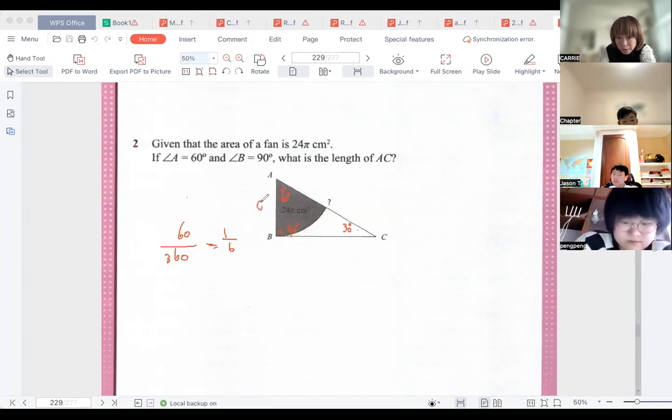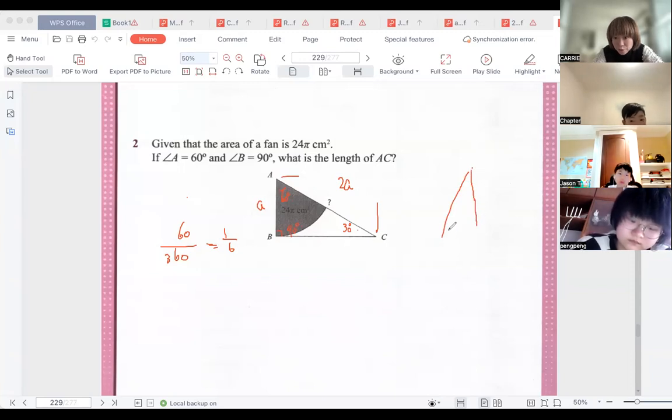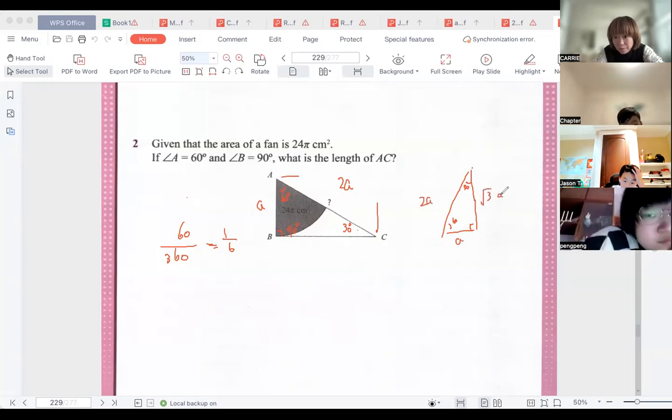So this is A. If AB equals A, could you tell me AC equals what? 2A. Very good. AC equals 2A. Okay, Chapter, can you please write down in your notebook? Jason, write it in a notebook, okay? So if you have a triangle with 90 degrees, 60 degrees and 30 degrees, this is A, this is 2A, and this is square root 3 A. Okay, Chapter, you don't have to understand how to calculate it out. You just have to remember the numbers for them. Okay, everybody, please write this one first.